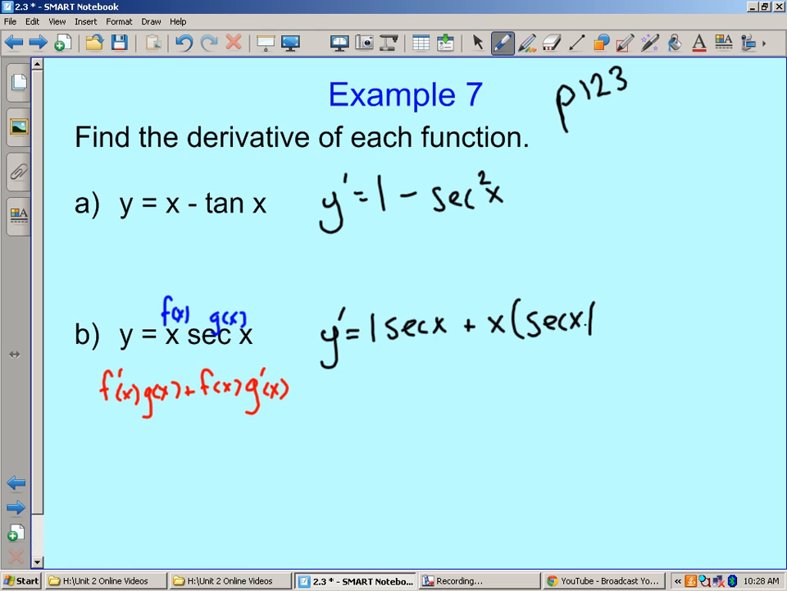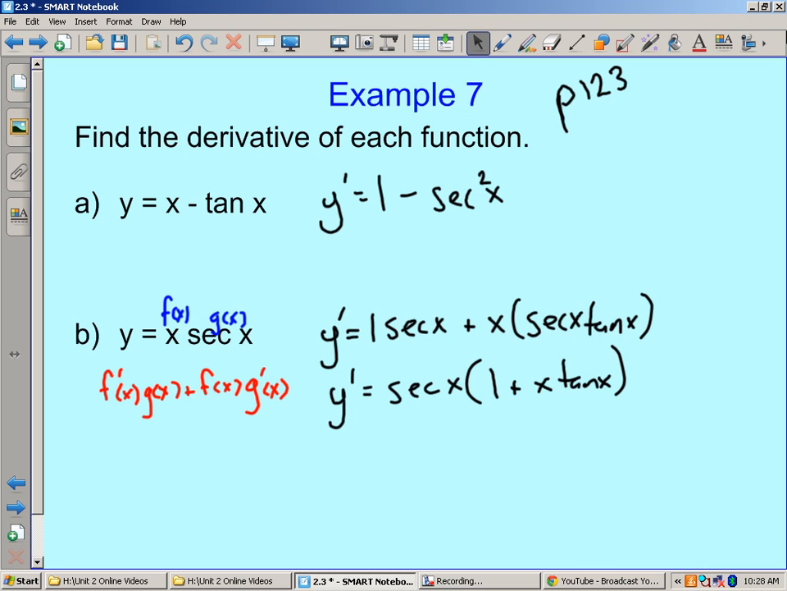Now I can simplify this a little bit by taking y prime and factoring out a secant x, and it's more just a matter of the preference you want it to look like. So I'm going to say secant x times 1 plus x tangent x would be my final answer. And it doesn't really matter. You could write it either way. It just kind of depends on the form of the question and how the answer wants it written. So I would take either of them.